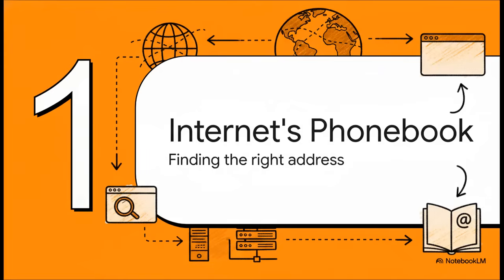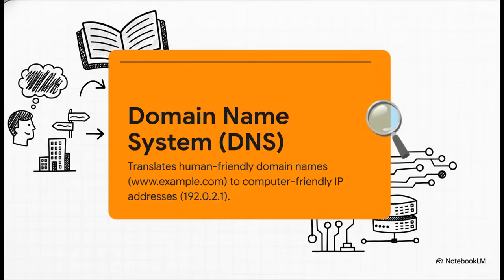So before our little packet of data can even think about starting its trip, it needs an address. Not a street address, obviously, but a digital one. And this is the absolute first, most critical step. Your browser has to find the server's exact location on this huge, sprawling map of the internet. And the way it does that is with something called the Domain Name System, or DNS.